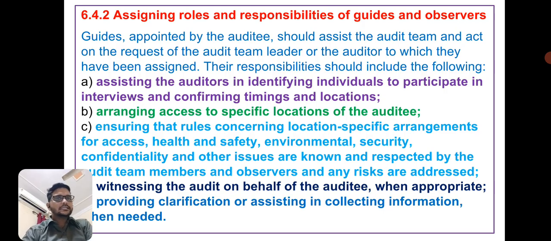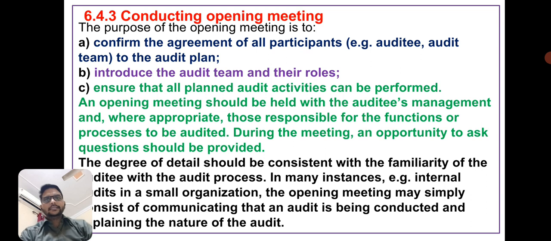Next is arranging access to specific locations of the auditee. Guide role and responsibilities are next, ensuring that rules concerning location-specific arrangements are known and respected. Next is witnessing the audit on behalf of auditee when appropriate, and providing clarification, assisting or collecting information when needed. Next is conducting opening meetings.